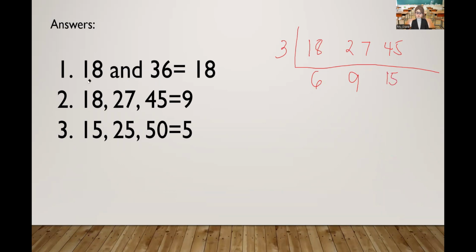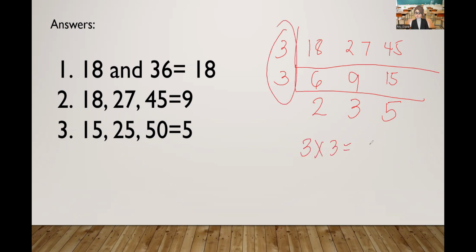Next, 6, 9, and 15 are all divisible again by 3, right? So 6 divided by 3 is 2, 9 divided by 3 is 3, and 15 divided by 3 is 5. So you can stop here now because there's no number that is divisible to all of them. So let's get the numbers beside: 3 times 3, and that is equal to 9. So your answer here is 9.